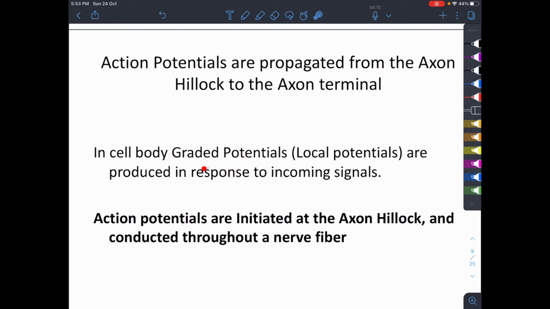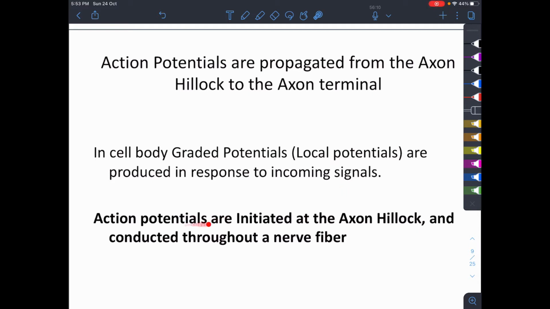graded potential هذا doesn't have propagation. The local potentials are produced in response to incoming signals. So ممكن يكون في signal ممكن يكون في graded potential بس ما راح يوصل للأكسن terminal. ممكن يوقف بنص الأكسن. It's only local, it dies out.